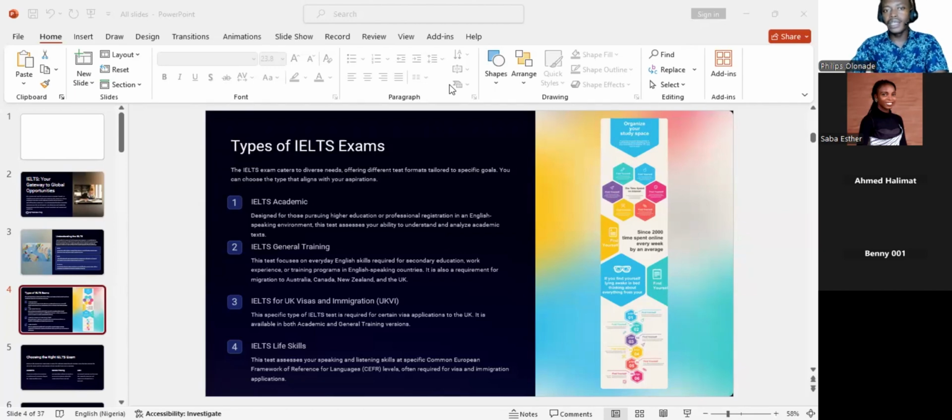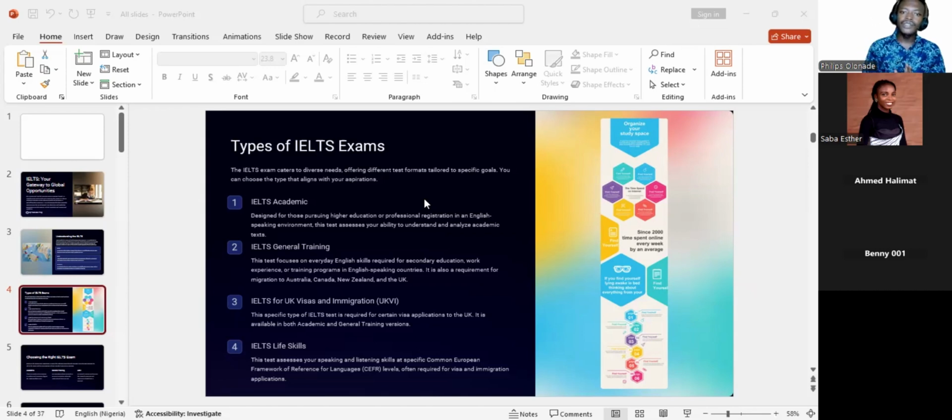So the IELTS Academic is written by people who are trying to go abroad to study for your master's, for your PhD. There are also some professional courses or professional registrations that you may want to do, and they will ask you to first write the IELTS exam. I think some nurses write the IELTS Academic exam, and that's because they are registering for a professional certification.